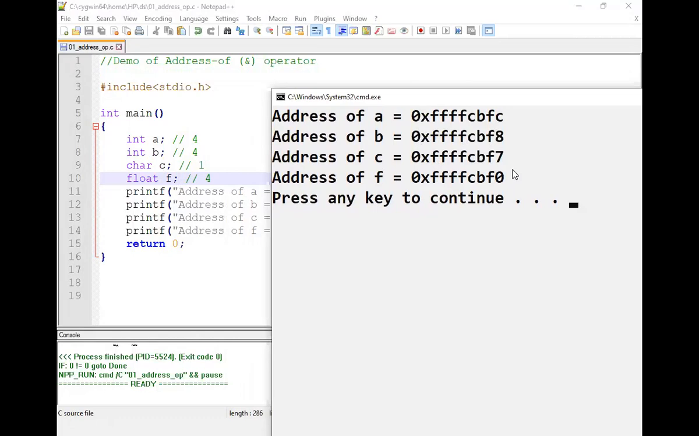Now, can anyone make out anything here? You need to visualize first; I will trace and show you afterwards. Before that, you have to visualize so that you can build your logic. Try to visualize how these memory locations could be arranged. You can just focus on the last 2 digits and ignore the previous ones. This is the address of A, this is the address of B, this is the address of C, this is the address of F.